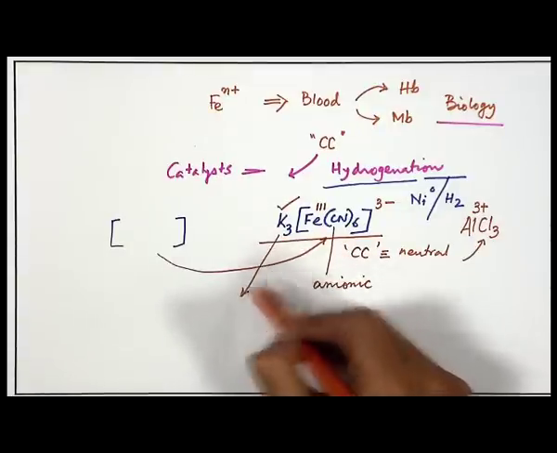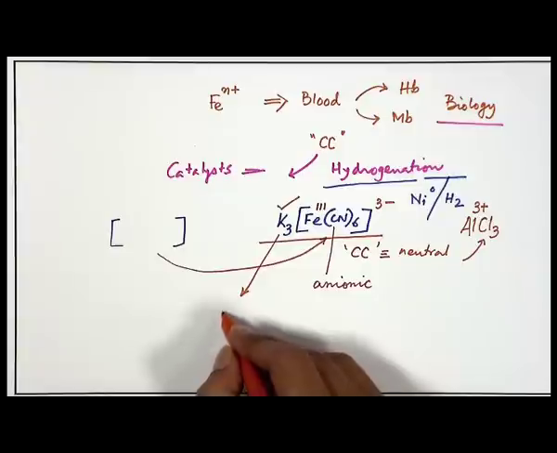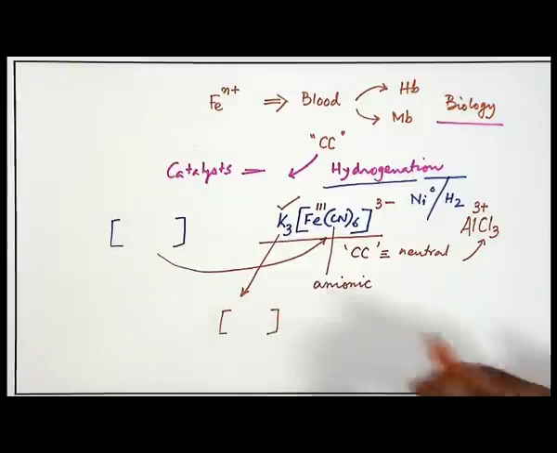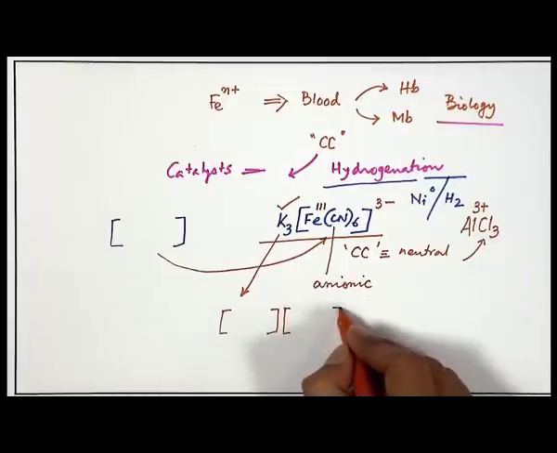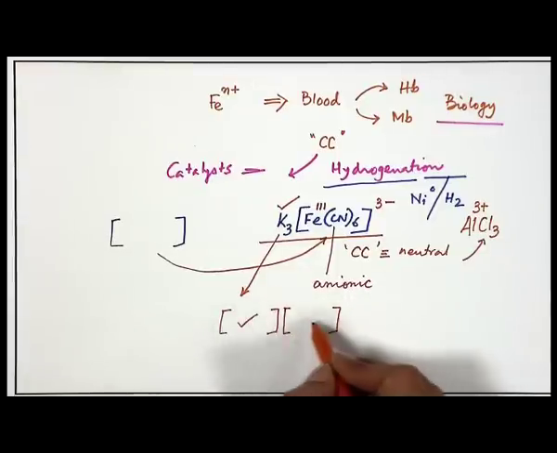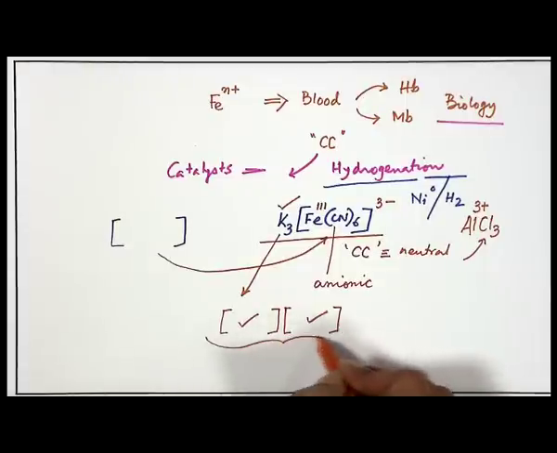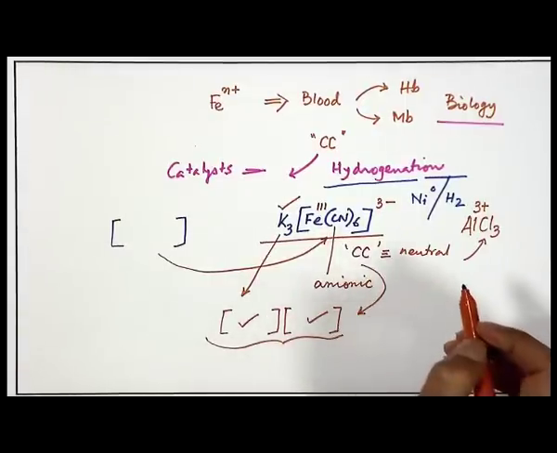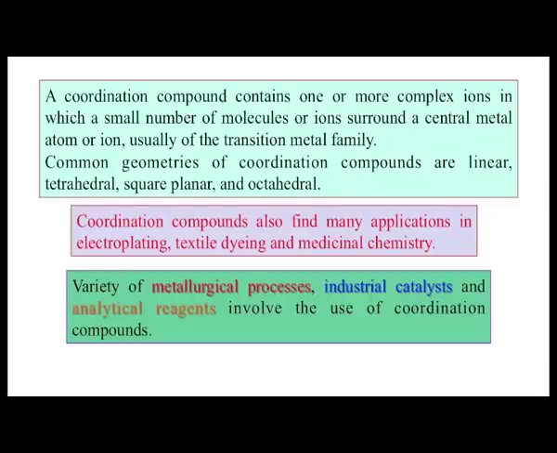And sometimes we will also see that the cationic part can also be a complex part. Similarly, the anionic part can also be a complex part. So, this is complex and this is also complex, and together these two we call coordination compounds. That tells us one or more complex ions, which is important, that means at some time we can have both the cationic part and the anionic part as complex entities, where a small number of molecules or ions surround a central metal atom or ion.